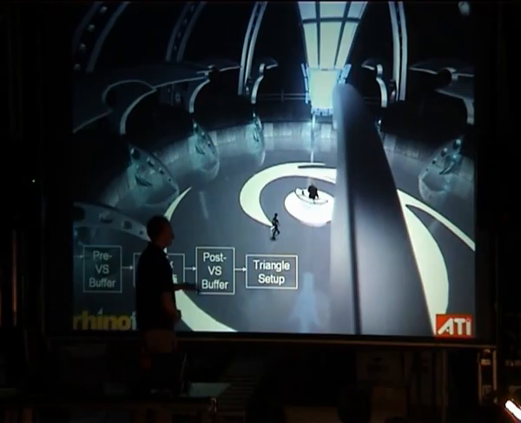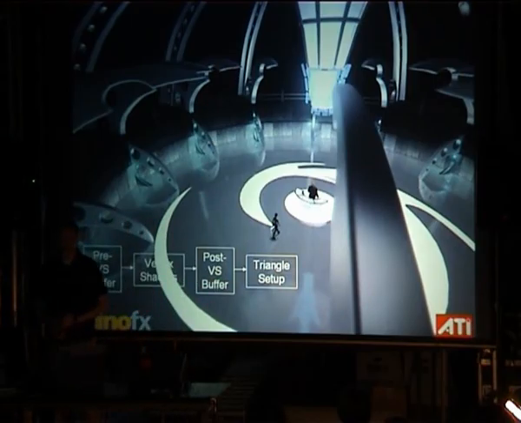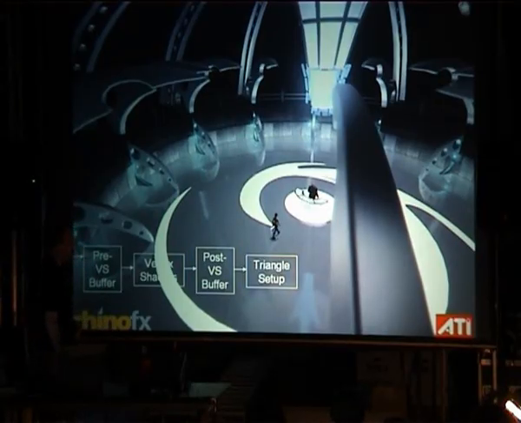From the post vertex shader buffer, you're feeding triangle setup, which feeds the rasterizer. Triangle setup is actually never a performance concern for us, so you can't really do anything wrong there. It just floats through, so triangle setup shouldn't be of any concern for you when you're looking for performance.